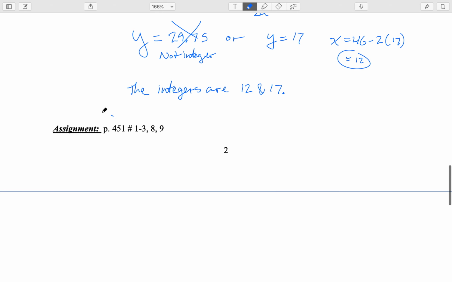Okay, so these questions on page 451, these ones have to do with substitution. And remember, you can either solve for x equals or you can solve for y equals. Either one. And go from the easier equation into the harder one. Alrighty, good luck with these ones.